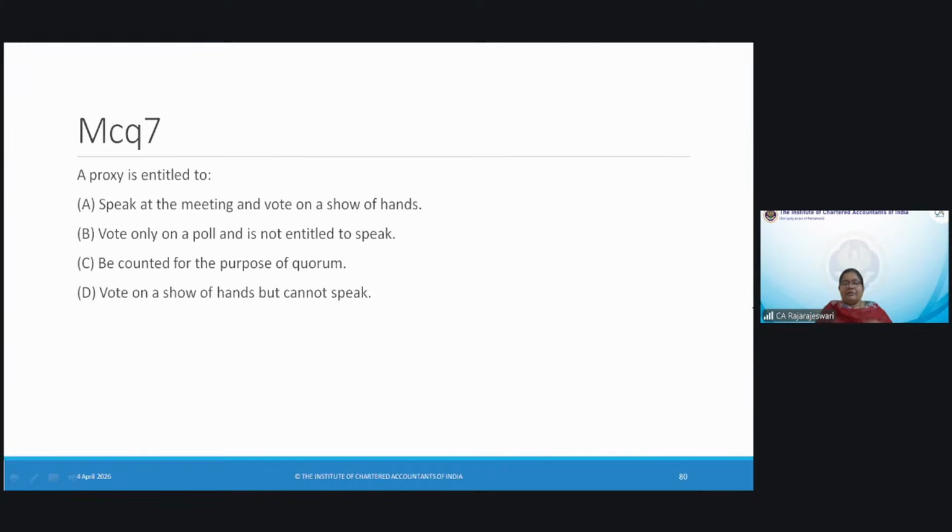Then, a proxy is entitled to speak at the meeting and vote on a show of hands; vote only on a poll and is not entitled to speak; be counted for the purpose of quorum; vote on a show of hands but cannot speak. So if you have read the provisions correctly, yes, you can answer this well. Many are giving the correct answer. That means you have understood the concept.